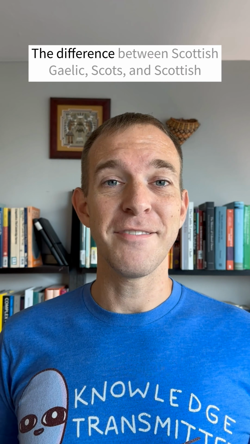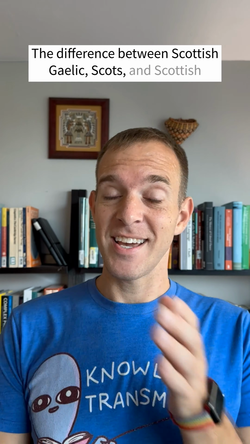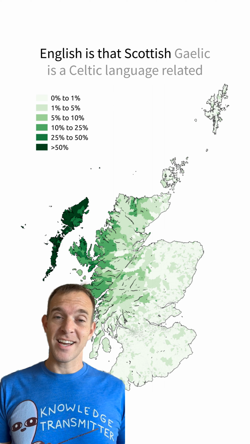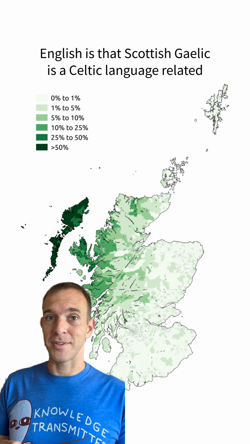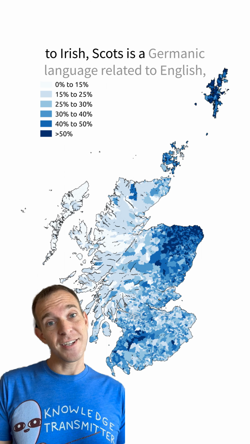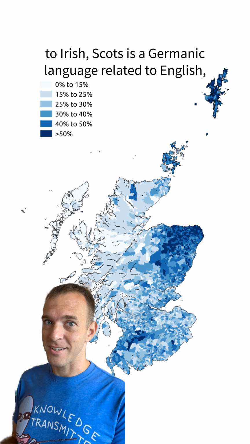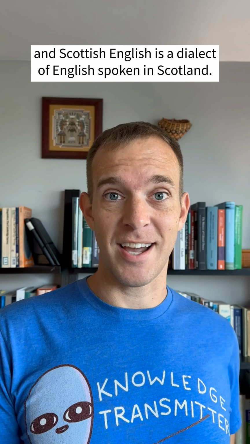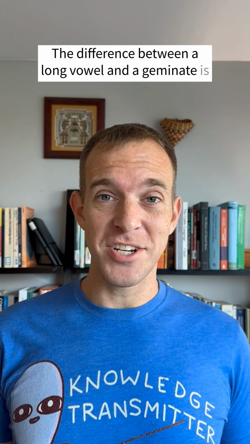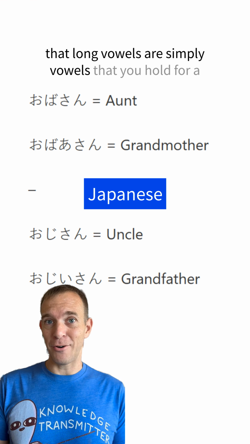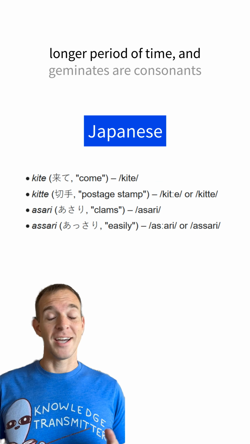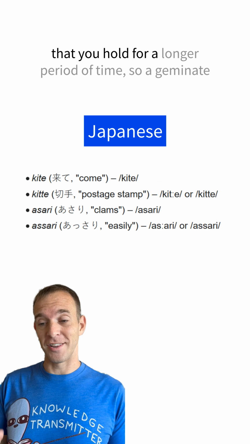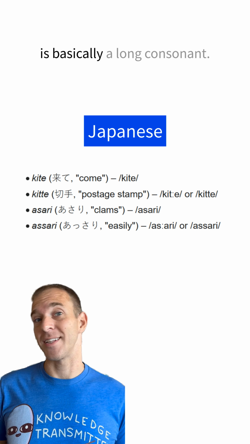pretending to be consonants. The difference between Scottish Gaelic, Scots, and Scottish English is that Scottish Gaelic is a Celtic language related to Irish, Scots is a Germanic language related to English, and Scottish English is a dialect of English spoken in Scotland. The difference between a long vowel and a geminate is that long vowels are simply vowels that you hold for a longer period of time, and geminates are consonants that you hold for a longer period of time. So a geminate is basically a long consonant.